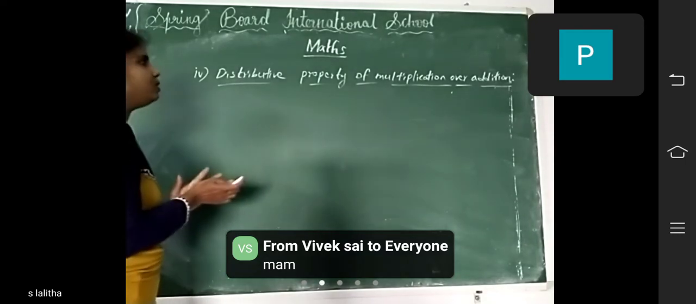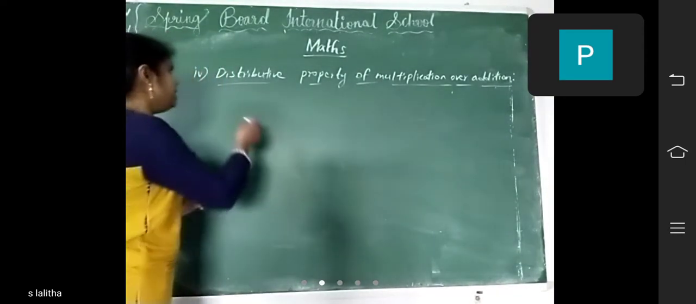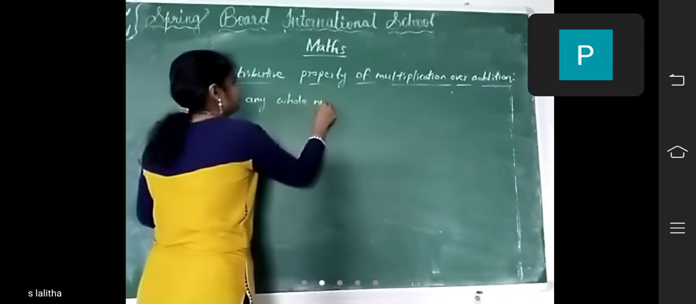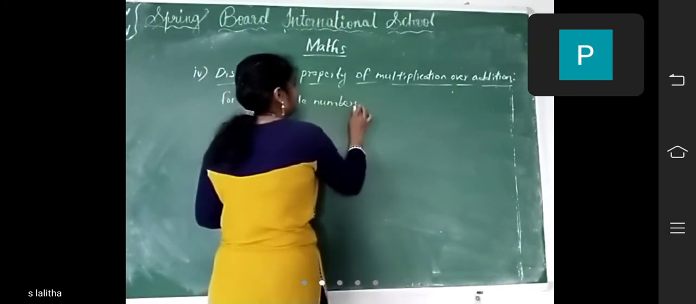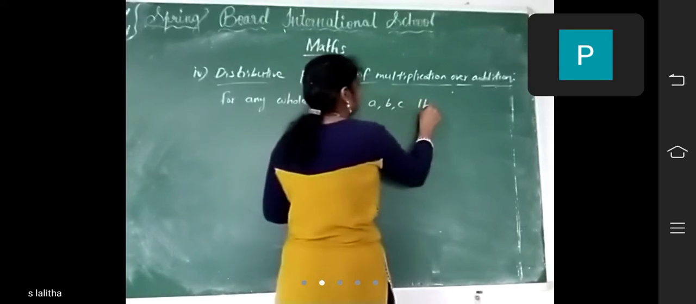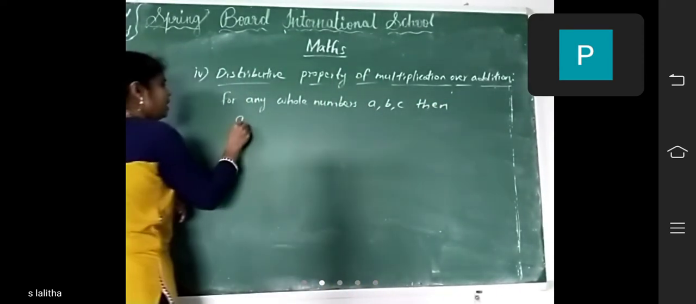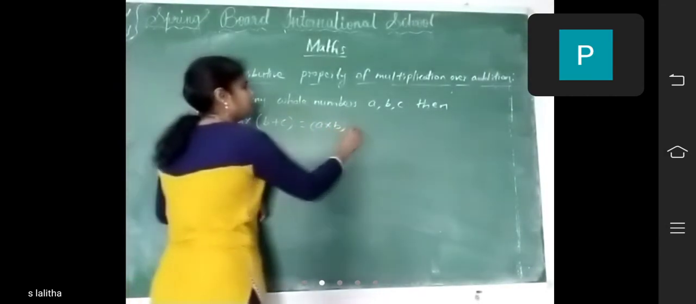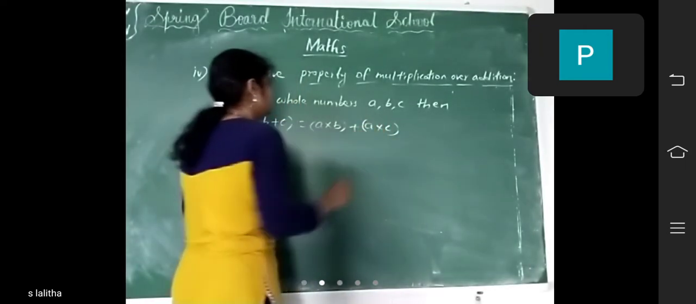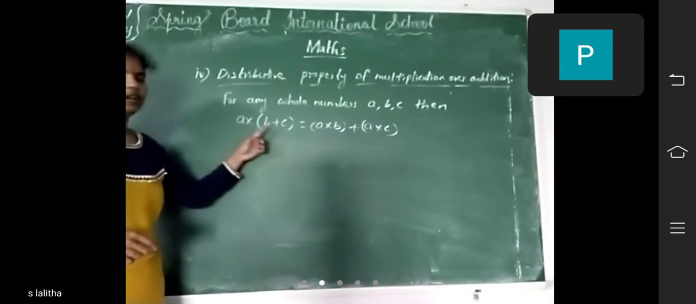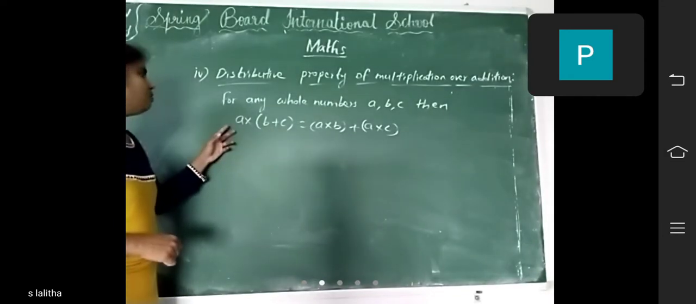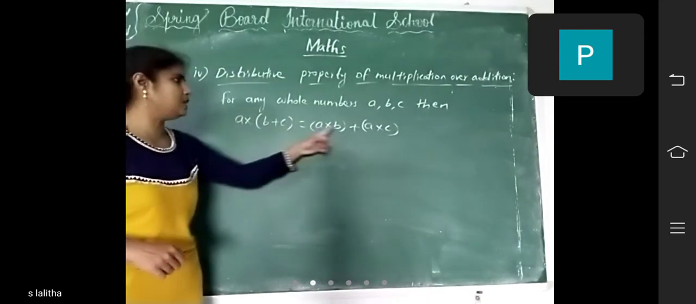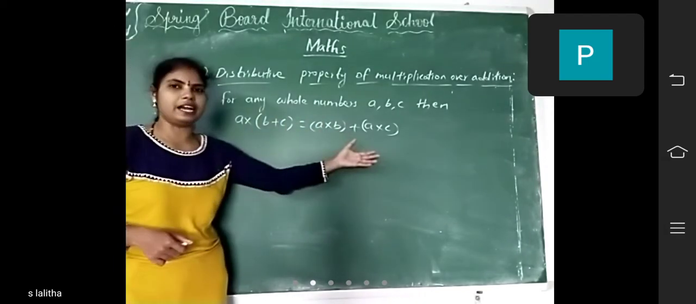Distributive property of multiplication over addition. In this one, you have to take three whole numbers. For any whole numbers A, B, C, A into (B plus C) is equal to A into B plus A into C. This is multiplication over addition. This is the left hand side, this is the right hand side.